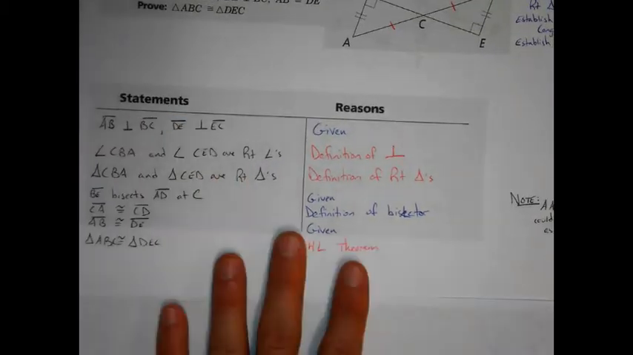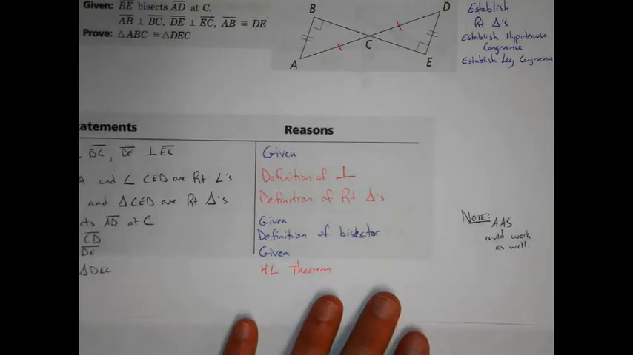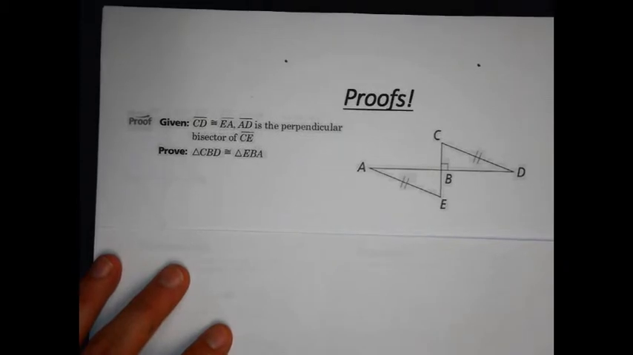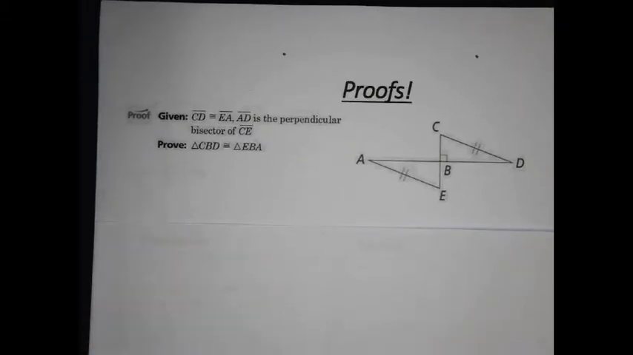And the question might be, for all hypotenuse-leg proofs, can you use angle, angle, side? The answer is no. Let's take a look. More proofs! Yay! We have this diagram with some given information, and we're going to prove these two triangles congruent. Here's an example where we cannot use angle, angle, side. What's the method to the madness? We must first establish right triangles, then we can talk about hypotenuses, and then we can talk about legs.